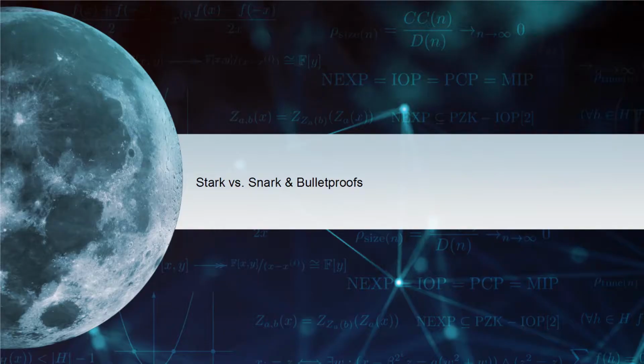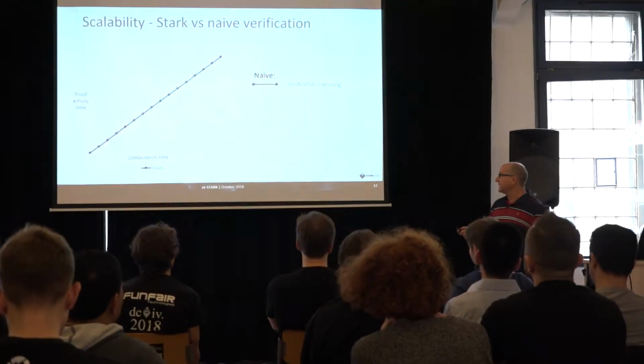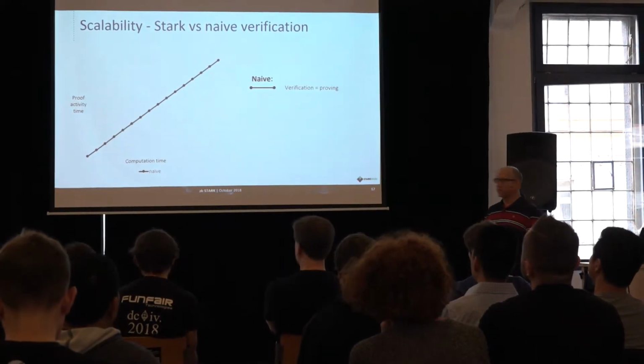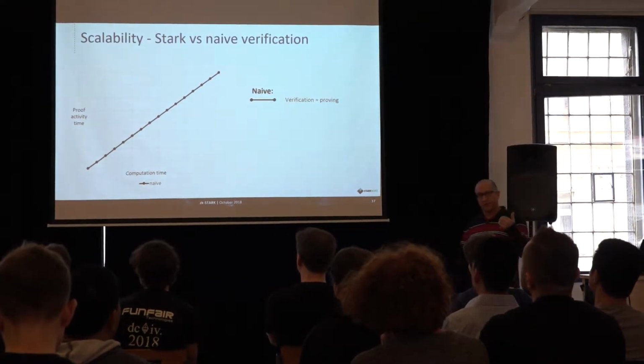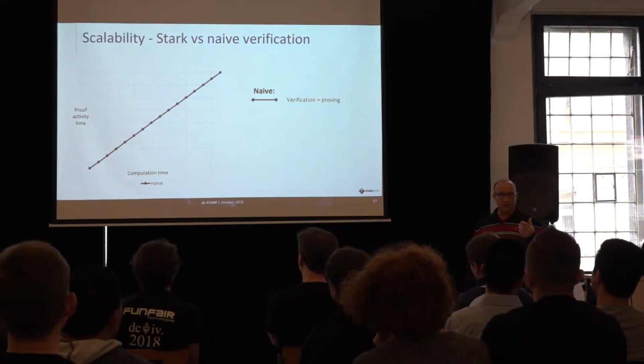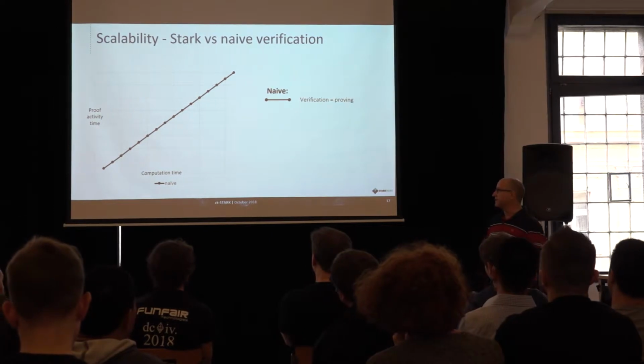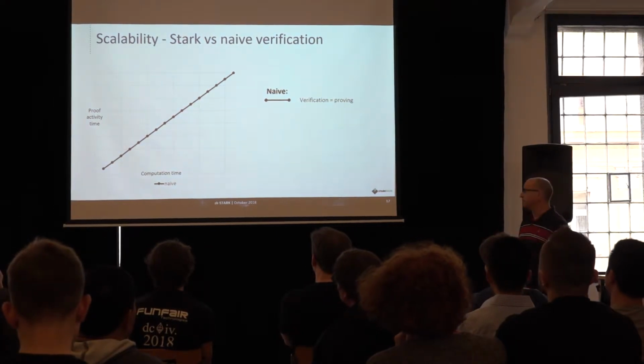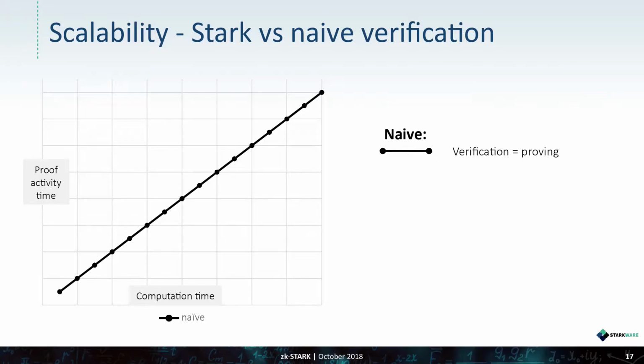Now I want to compare Stark to Snarks, recursive Snarks, and BulletProofs, especially in light of this question of scalability, which is the main thing that Starks are really good at. So again, Starks also can deliver privacy and zero knowledge, but scalability is where they really excel, and that's where StarkWare wants to put them to use. So what do we mean by scalability? And this is an abstract discussion.